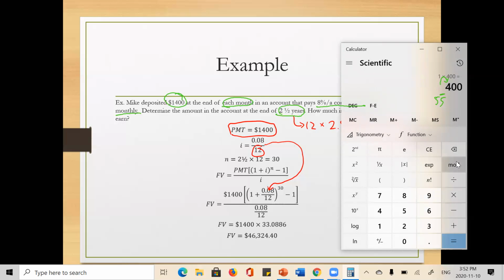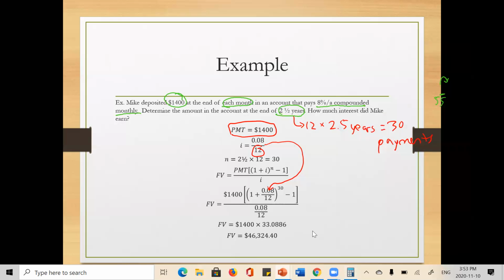And oops, I made a mistake. Sorry, guys. Okay, I obviously made a mistake. I meant to write 1400. I wrote 400. These things happen. I apologize, guys. So you're seeing me live here. And then when you are done, you should have an answer of $46,324.40. So that's the future value of the payments, the future value of the annuity.